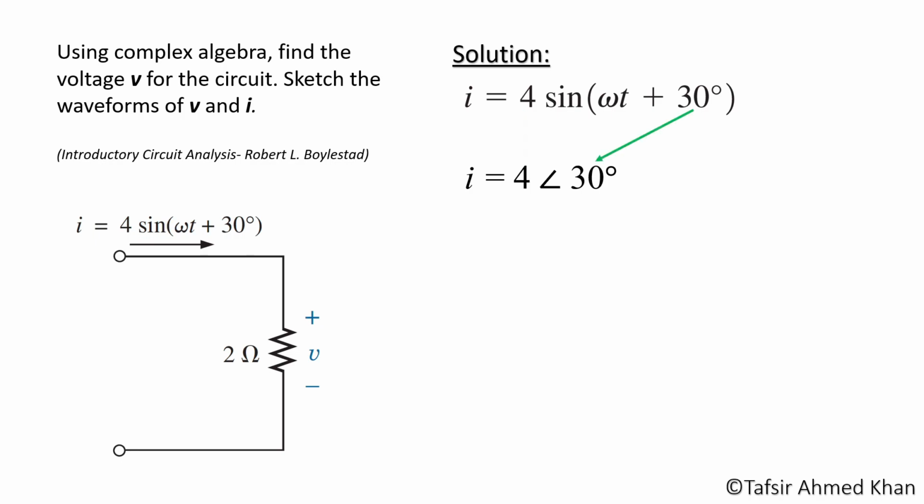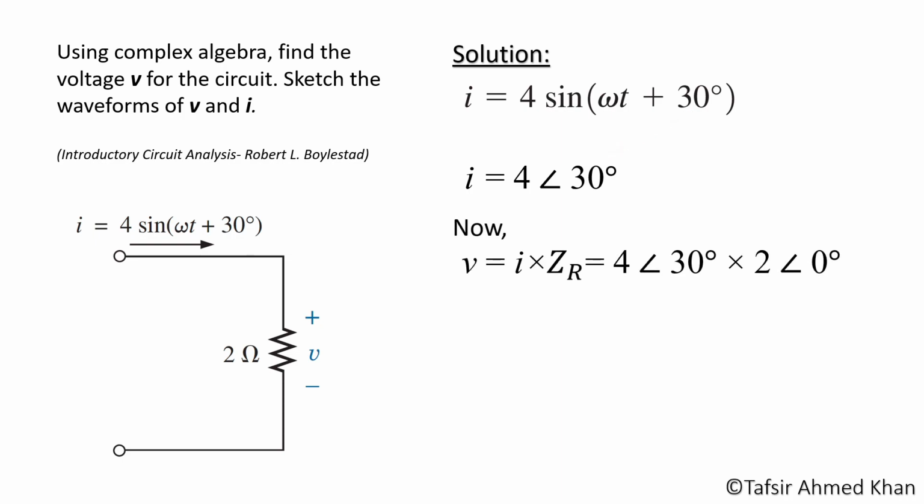As we know, V is equal to I into ZR. So I is equal to 4 angle 30 and ZR is equal to 2 angle 0. That gives us 8 angle 30. Now bring up our calculator and calculate this.